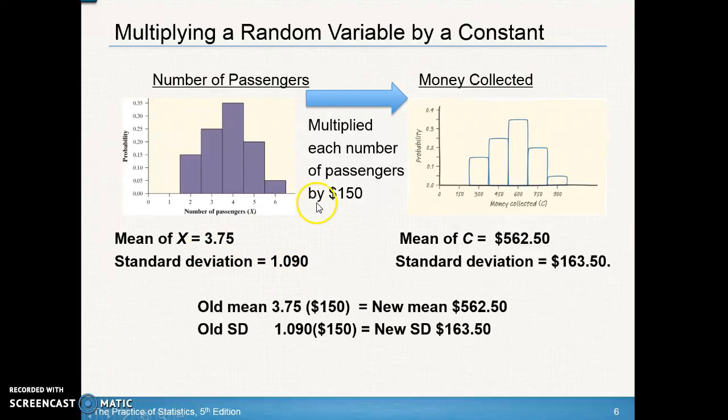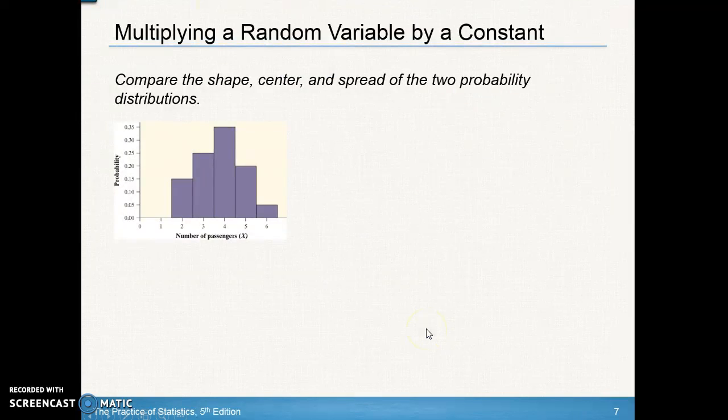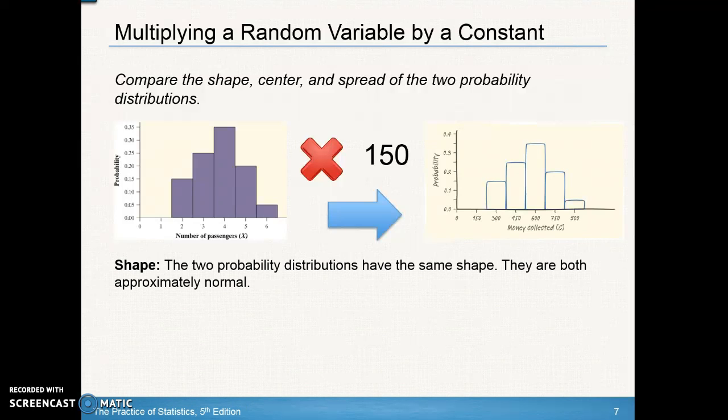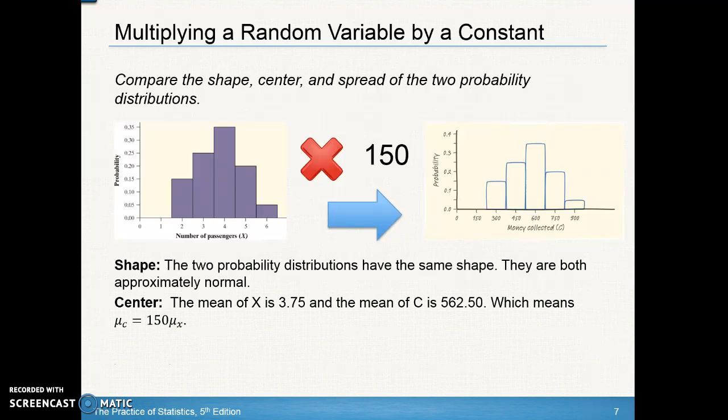So when you multiply by a constant, all you do is multiply the old mean and old standard deviation to get your new mean and new standard deviation. Let's compare the shape, center, and spread of the two probability distributions when I multiply by 150. The shapes are exactly the same. They're both approximately normally distributed. So multiplying by a constant doesn't change the shape. Still normal. It didn't make it skewed right or skewed left, nothing crazy.